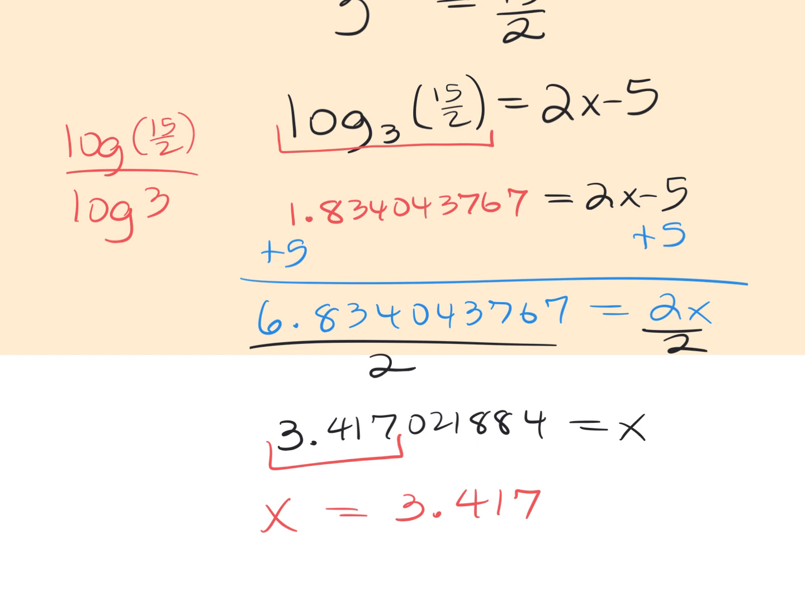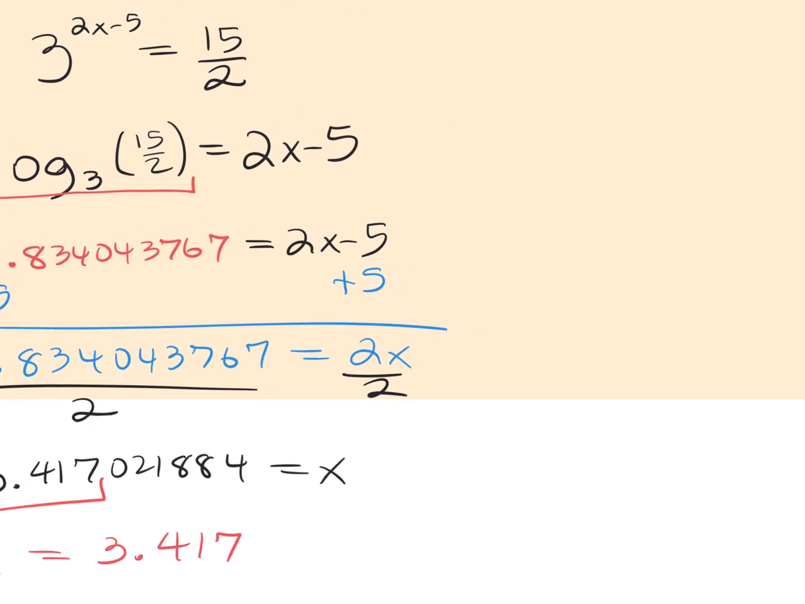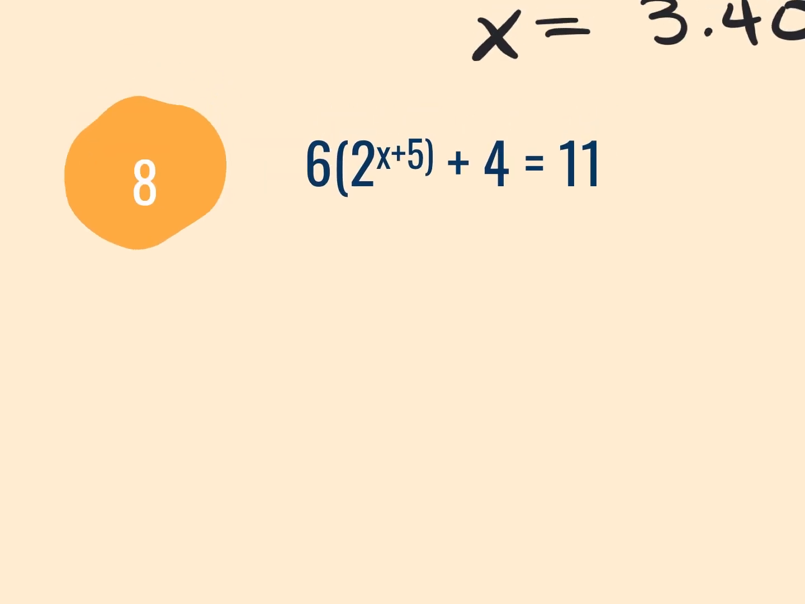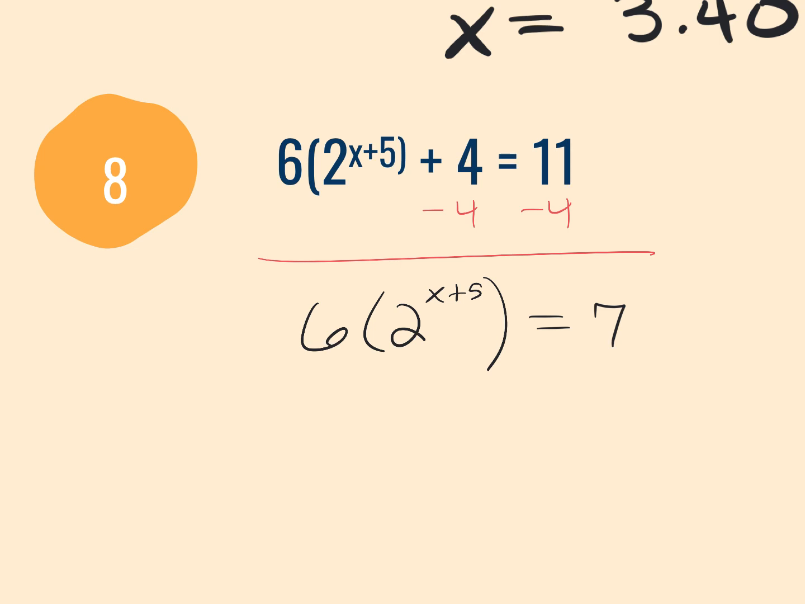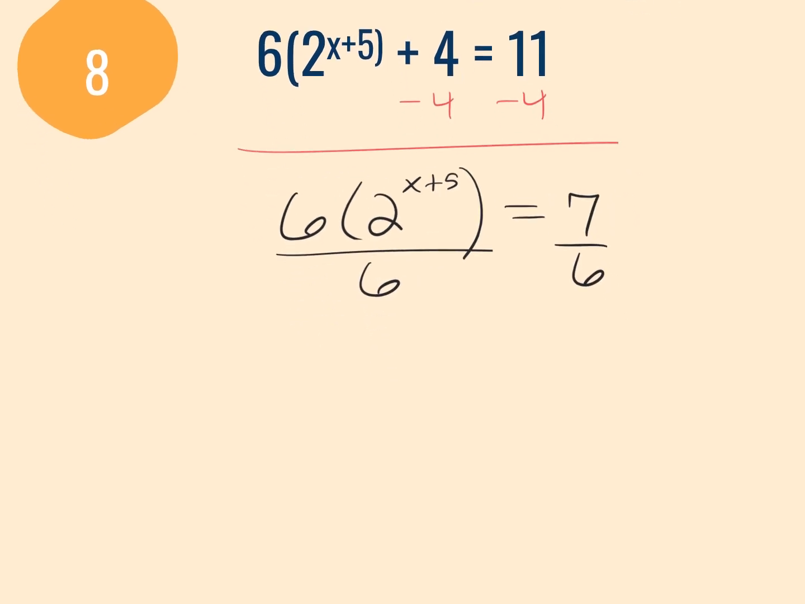We're going to isolate the exponent. So we're going to subtract 4. And then I get 6 times 2 raised to the x plus 5 power equals 7. Divide by 6. 2 raised to the x plus 5 power equals 7 over 6.